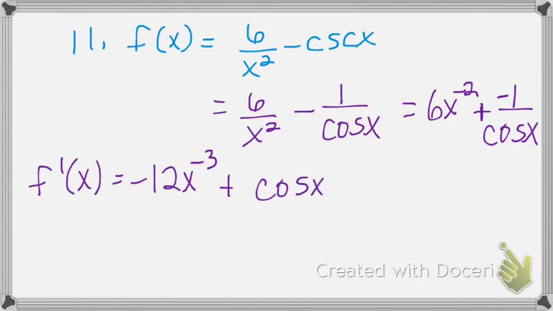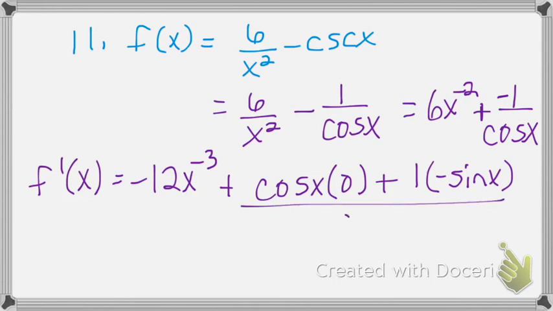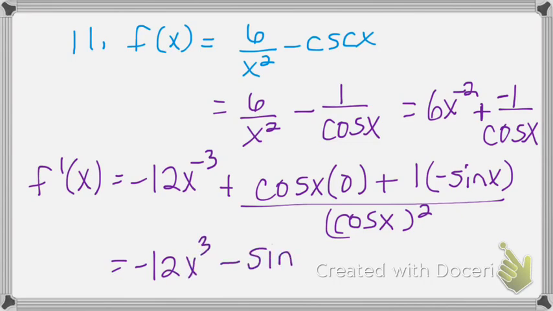Bottom times derivative of the top minus the top. Top's already negative, so it would be plus 1 times the derivative of the bottom over the bottom squared. And if I simplify, then on the top I just get a negative sine of x, and on the bottom I'll get cosine of x squared.